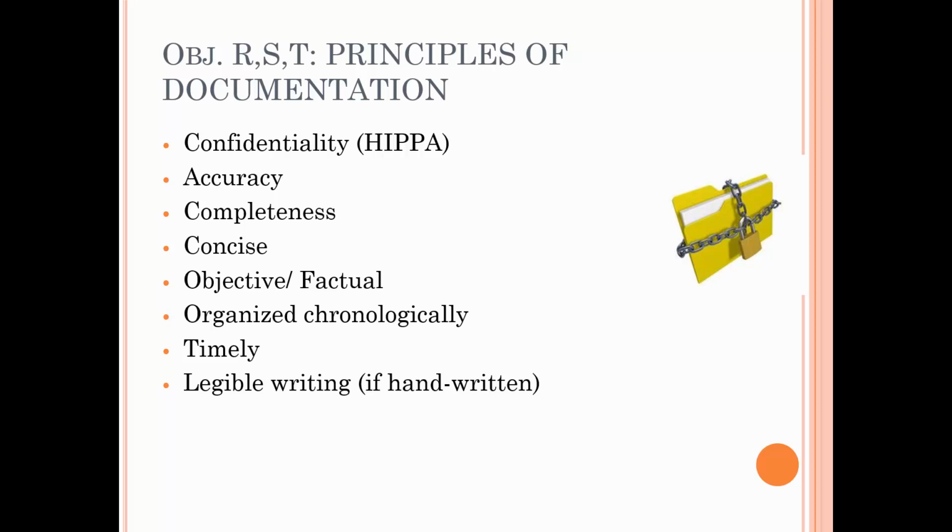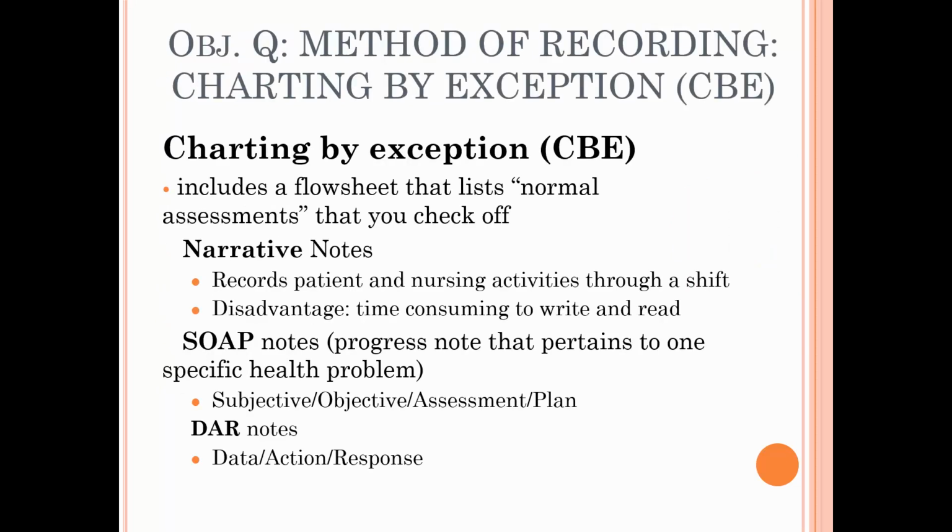And then, of course, if you're using a paper system, you want to write legibly so that other people can read what you wrote. So charting by exception is documentation that uses flow sheets to make charting more efficient. Typically, you check off anything that's normal or within defined limits, and if there's something abnormal, you would put a star or somehow mark it, and then you would expand that assessment and chart more on that in more detail.